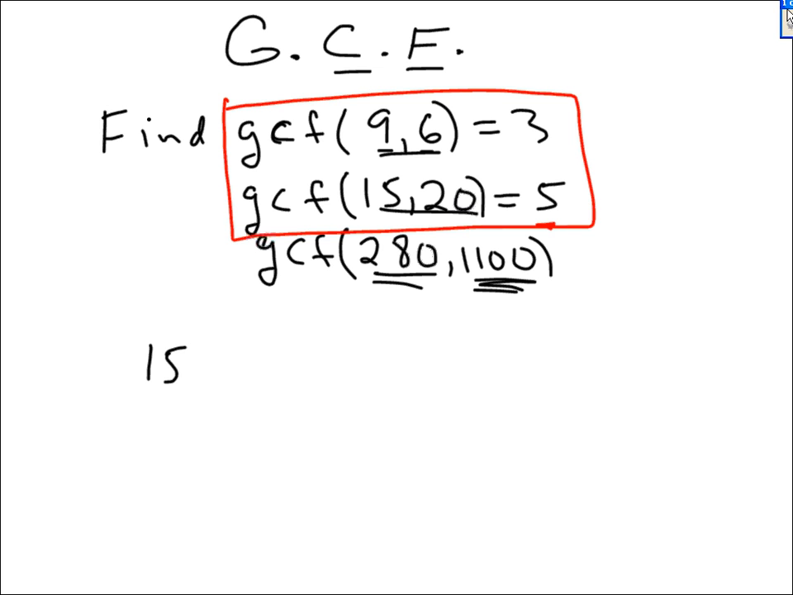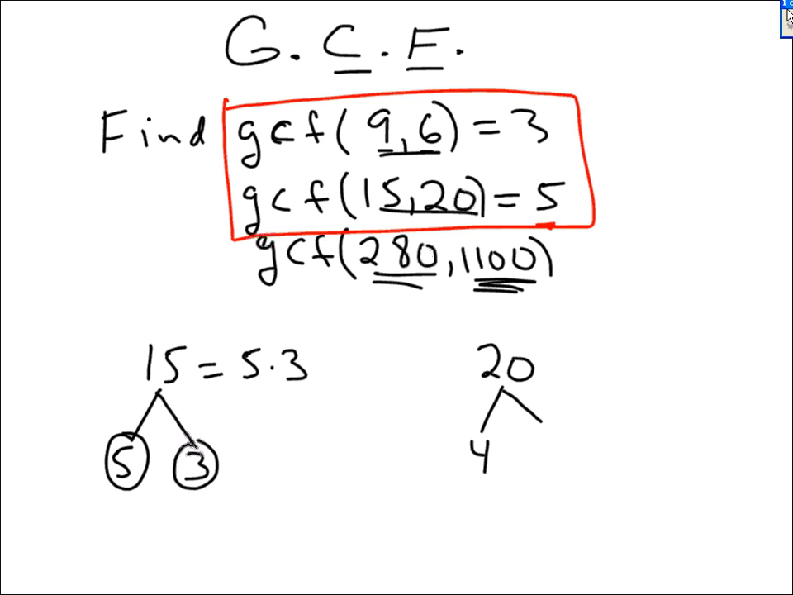15 and 20. What you want to do is just find the prime factorization. 15 is 5 times 3. Both of these are prime. That wasn't bad. 20 is 4 times 5. 5 is prime, but 4 can be broken down to 2 times 2, and the 2's are prime. So 2 times 2, or 2 squared, times 5. That's the prime factorization of 20.